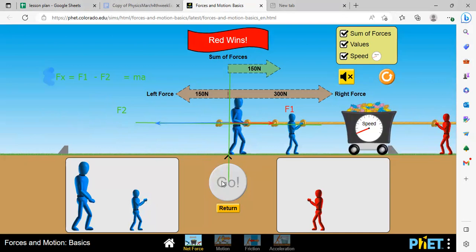Okay? So, yan yung application ng second law of motion. So, the acceleration is equal to your force divided by the mass.